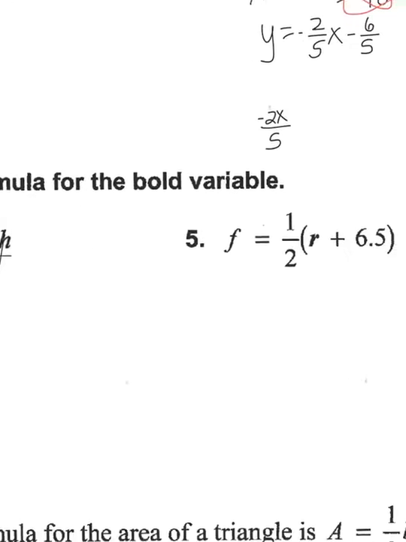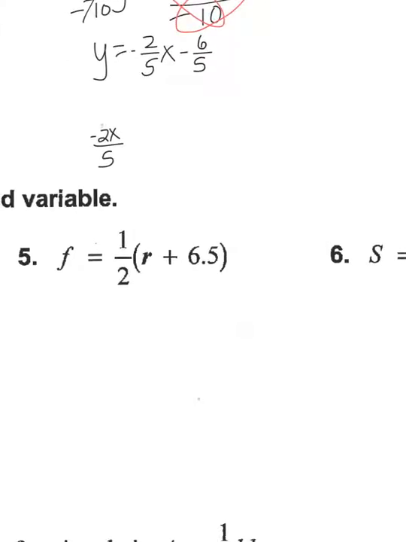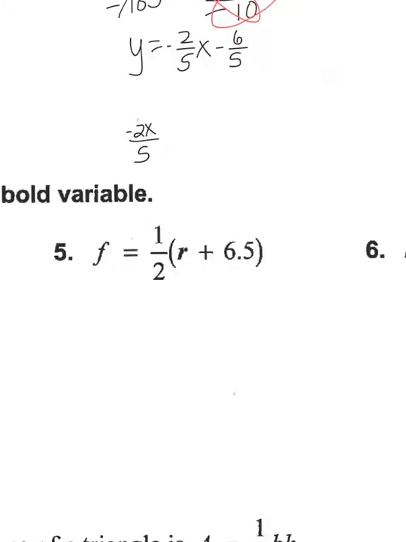In this next one, we have F equals 1/2 times the quantity of R plus 6.5. There are a couple different ways you can go about solving this one. One way is to distribute the 1/2, but that's a little bit extra work that you don't need to do. This is actually one big term right here, because you have 1/2 times this whole quantity. So if I wanted to get rid of that 1/2, I could divide by a half. Dividing by 1/2 is the same thing as multiplying by 2.